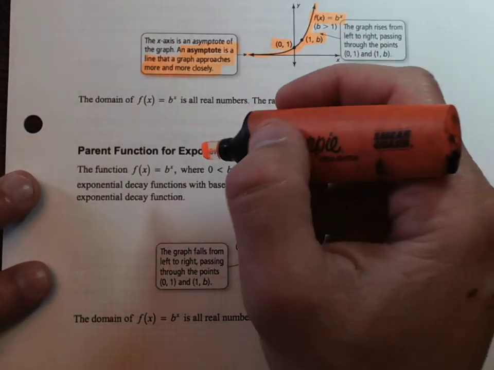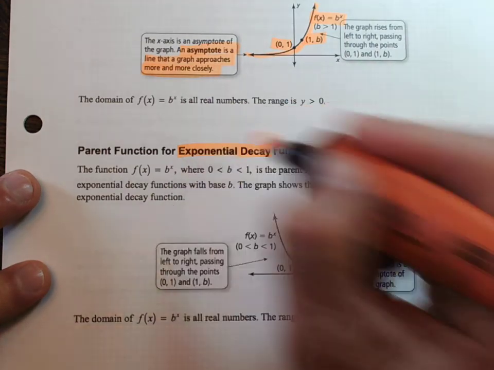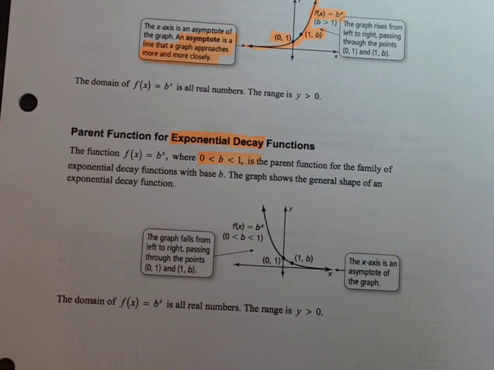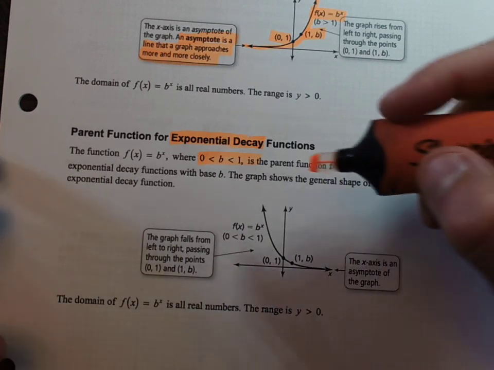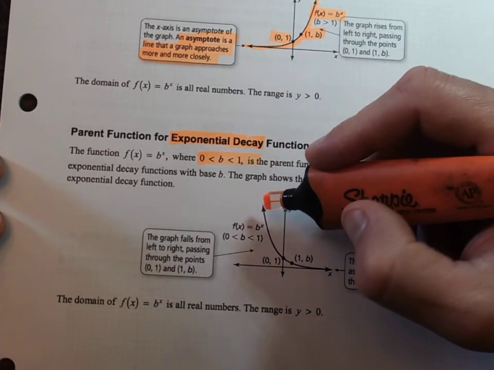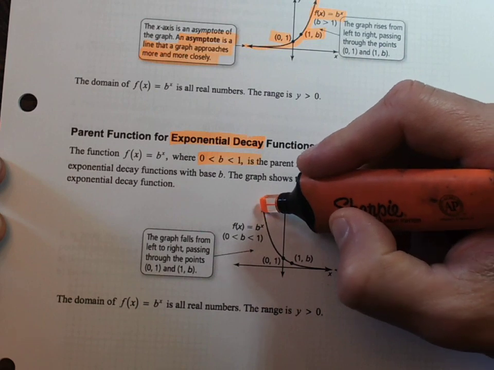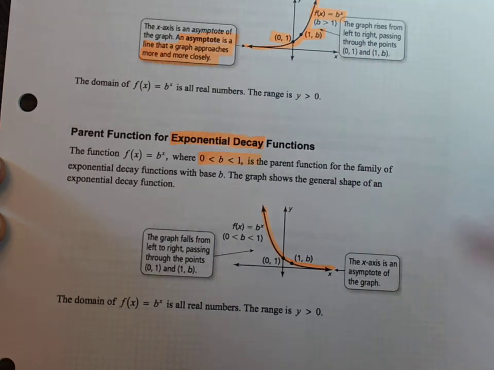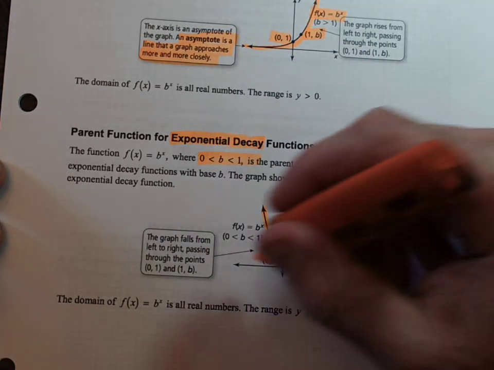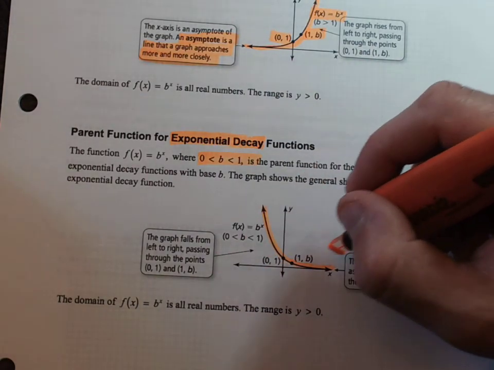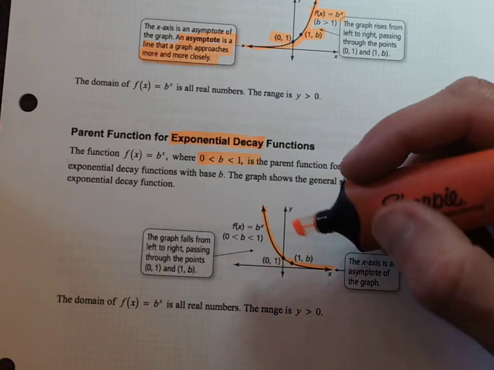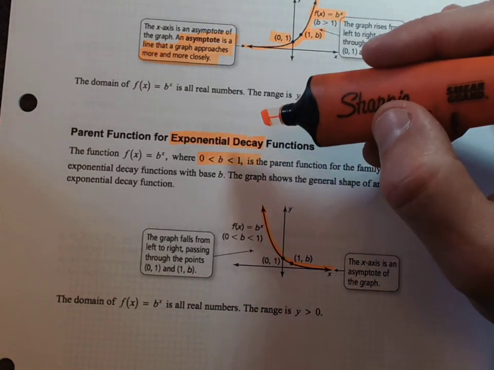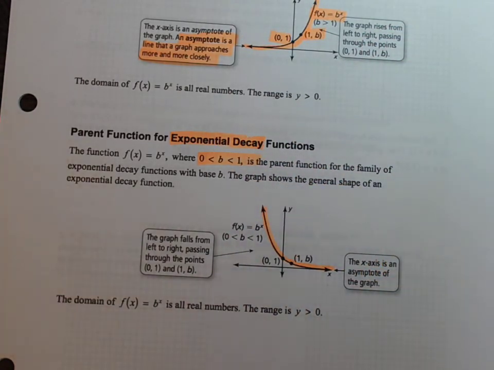We also have exponential decay, and that happens when b is in between 0 and 1. Exponential decay looks just the opposite of this. We start up on top and we shoot down, and then we flatten out with that asymptote, that x-axis. Same thing, 0, 1 is going to be a point, 1, b is going to be a point. And again, that's just shooting down.